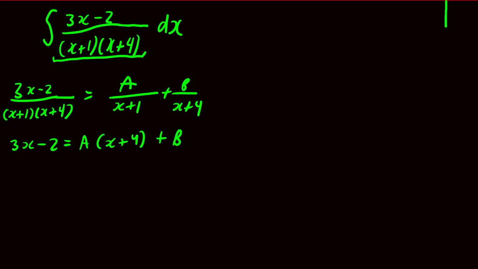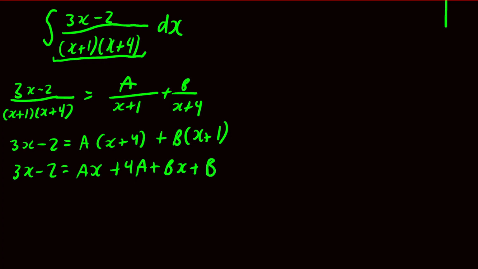I'm going a little bit faster on these ones because you guys probably got the hang of it now. So it's just going to be 3x minus 2 equals ax plus 4a plus bx plus b. Now, if you're having trouble going from this step to this step, just literally write out the multiplication. 3x, it'd be x plus 1 times x plus 4. So you see the x plus 1 cancels for the a term, you're multiplied with x plus 4, and vice versa for the b term.